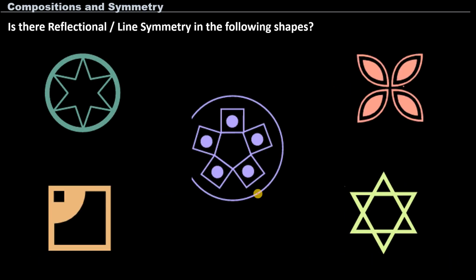So given these 5 shapes, we want to see if there's any reflectional line symmetry for any of them. And again, this is very visual, so if you have a hard time looking at a shape and coming up with it, this is where getting something like patty paper, where you can trace the shape and kind of fold it up and see if it's matching, will help out greatly.